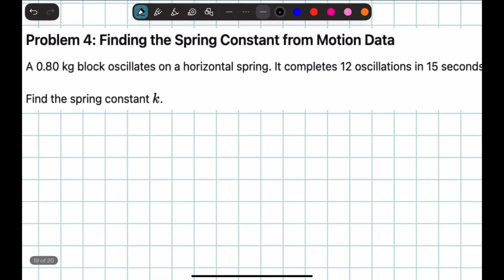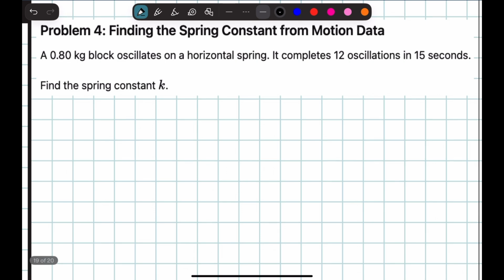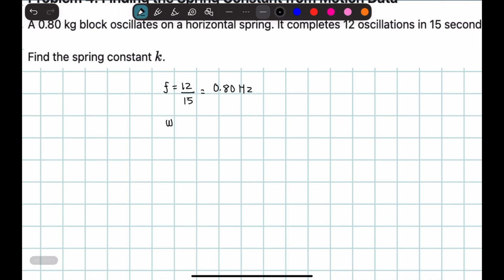An 80 kilogram block oscillates on a horizontal spring. It completes 12 oscillations in 15 seconds. Find the spring constant k. So the frequency is going to be equal to 12 over 15, and that's going to be 0.80 hertz. Now we want to find the angular frequency, omega, which is equal to 2 pi times f. That's going to be 2 pi times 0.80, which is 1.6 pi.